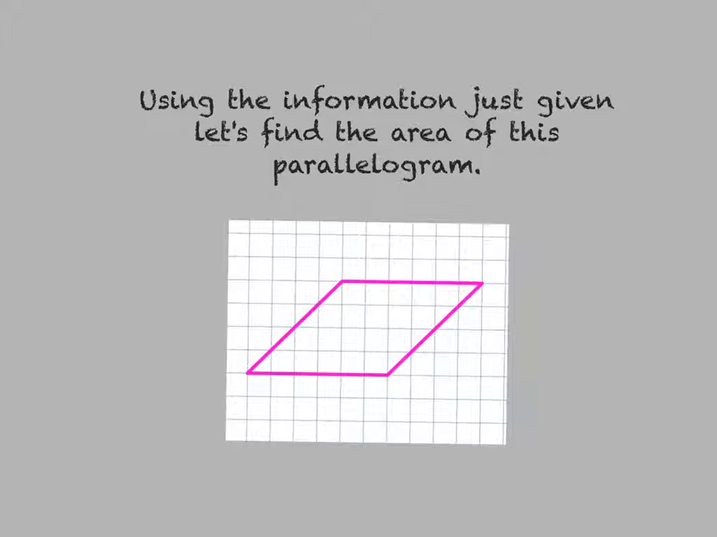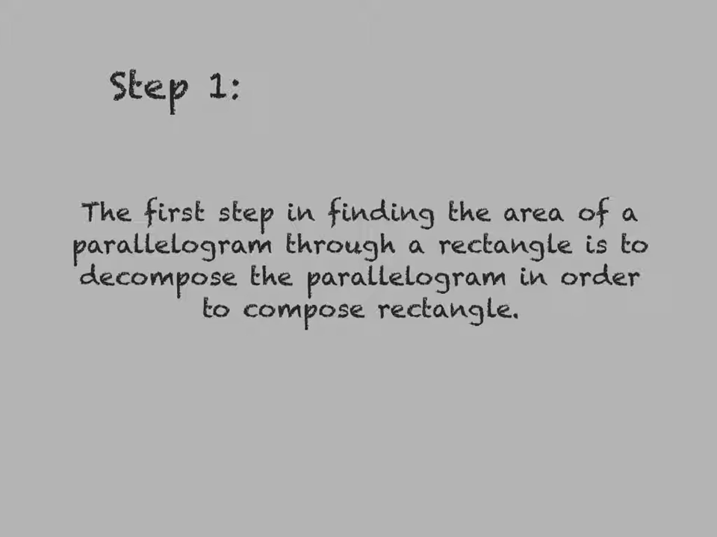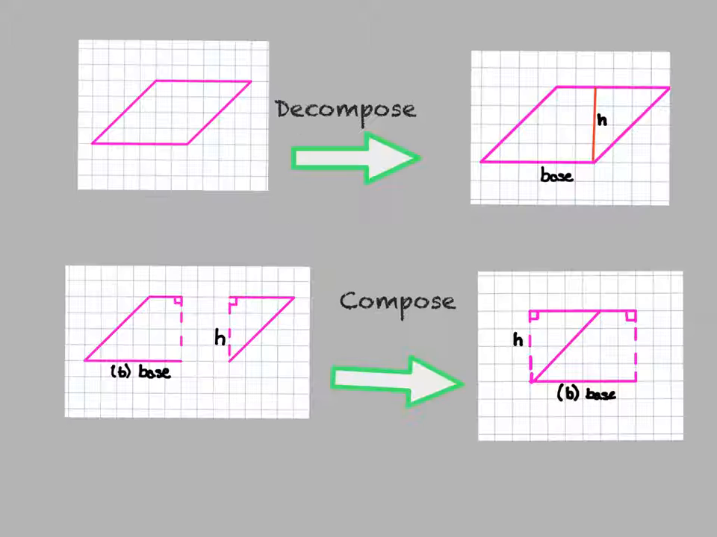Using the information just given, let's find the area of this parallelogram. Step 1. The first step in finding the area of a parallelogram through a rectangle is to decompose the parallelogram in order to compose a rectangle. As you see here, we have our original parallelogram. We decompose by using our base and our height.